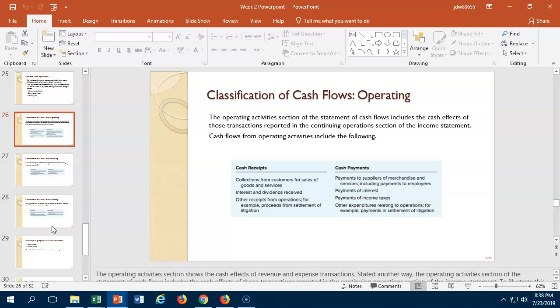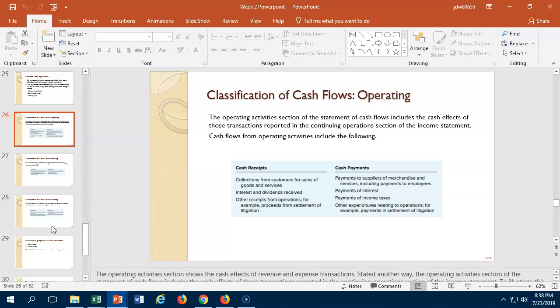What are some payments found in the financing activity section? Paying dividends. Repayment of debt. And then purchase of treasury stock. You'll have to identify where these belong. This is just a matter of classifying these different activities.